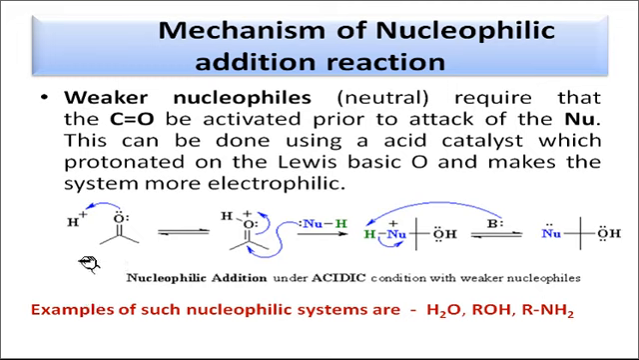In such type of system, acid catalyst is used. So, the proton of the acid catalyst reacts with the oxygen of the carbonyl group and forms the bond with the oxygen. So, this is the protonation of the oxygen of the carbonyl group. This is the first step. In this step, there is a partially positive charge on the oxygen atom.